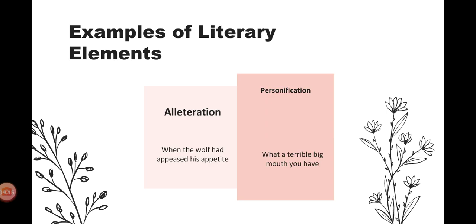Furthermore, examples of literary elements, there are two. There is alliteration and personification. Alliteration is when the wolf had appeased his appetite, while personification is what a terrible big mouth you have.